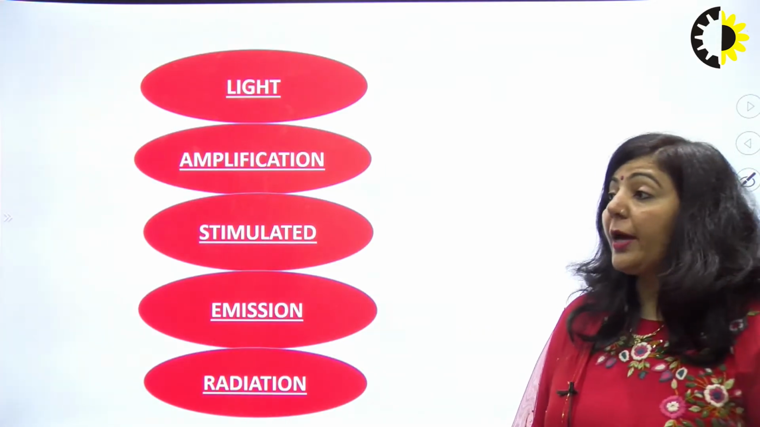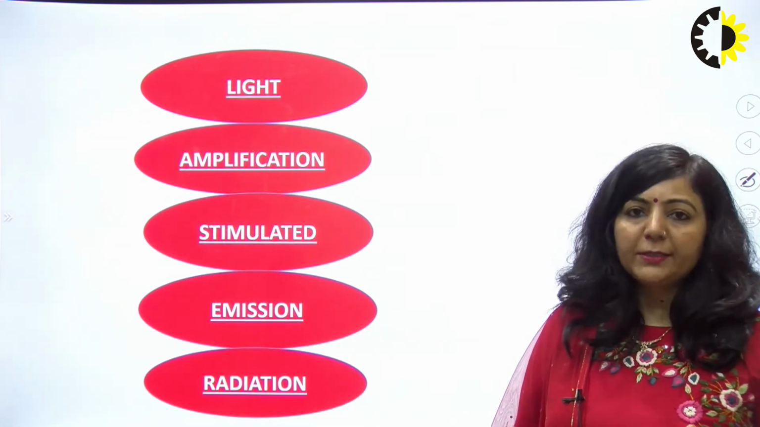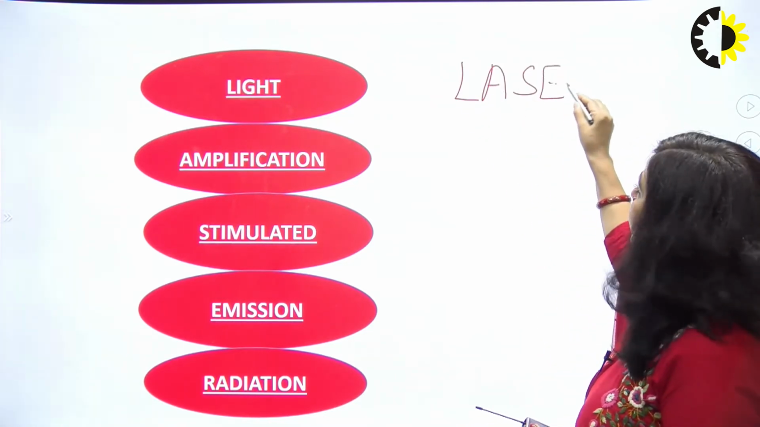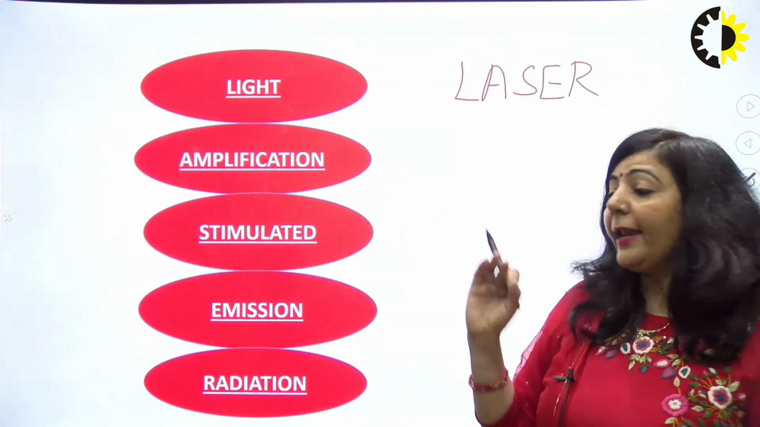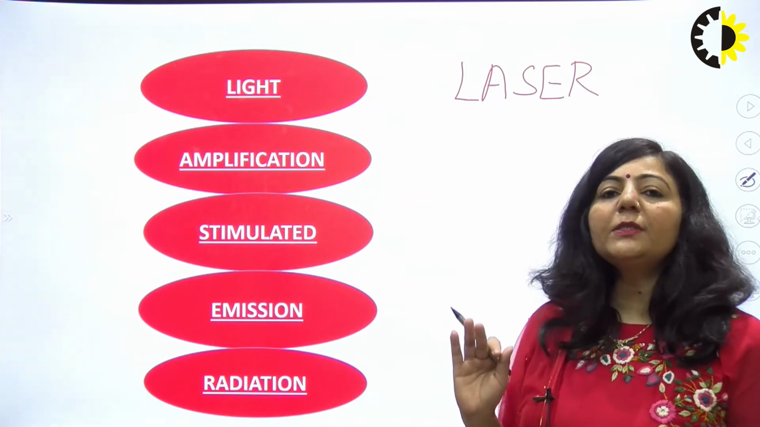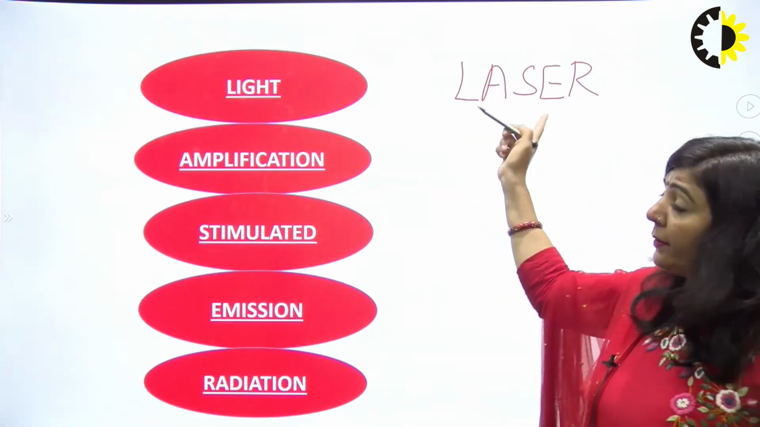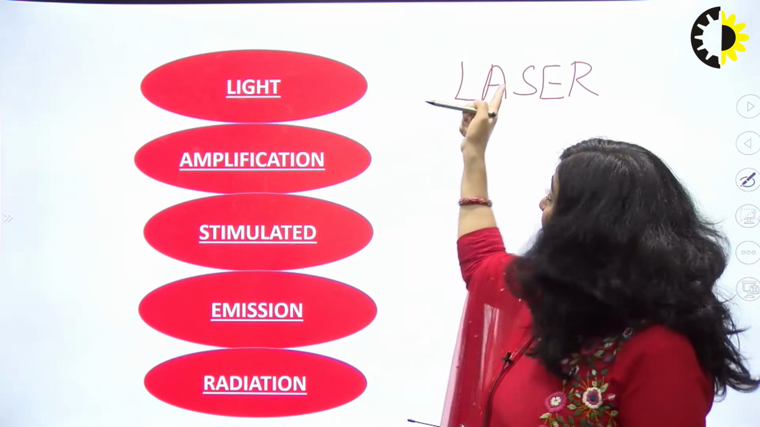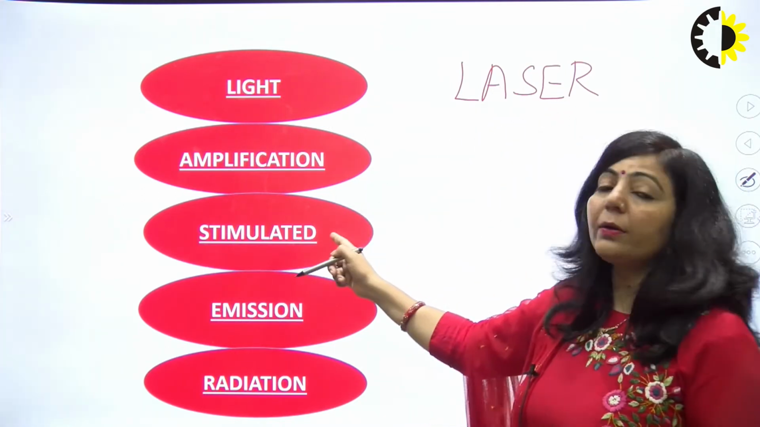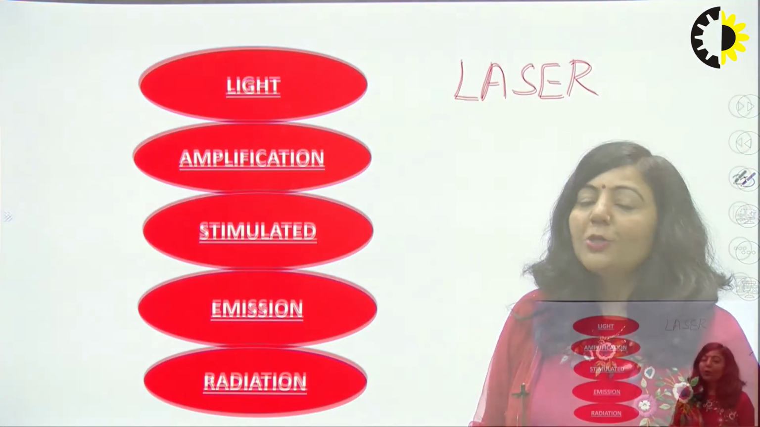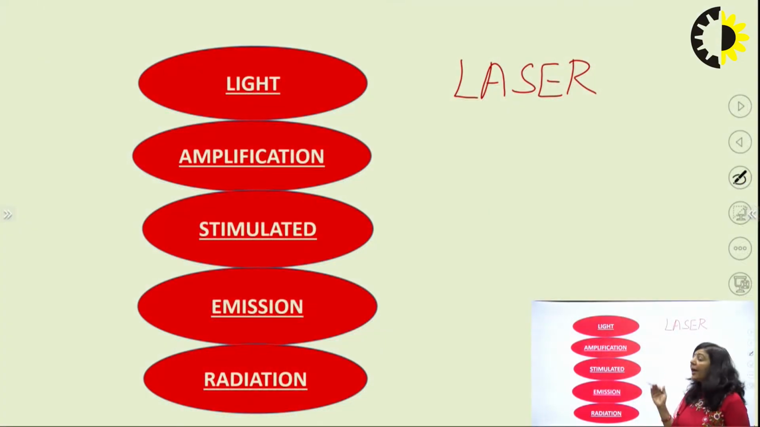Now the first point which I would like to discuss here is the meaning of laser. When I say laser, it is a combination of 5 letters, L-A-S-E-R, and the meaning of this entire topic is hidden under these 5 letters. L stands for light, A stands for amplification, S stands for stimulated, E stands for emission, and R stands for radiation. So the complete meaning of laser is light amplification by stimulated emission of radiation.